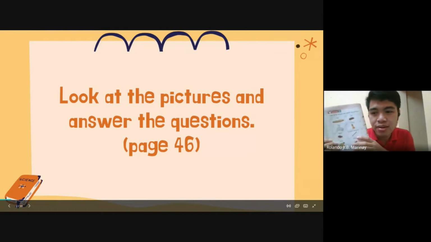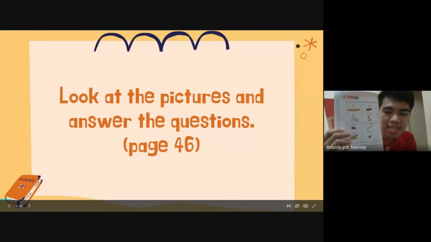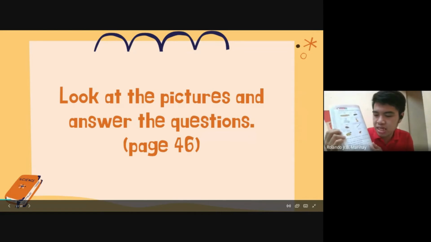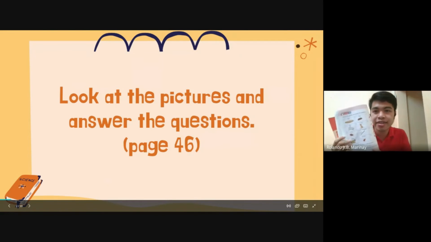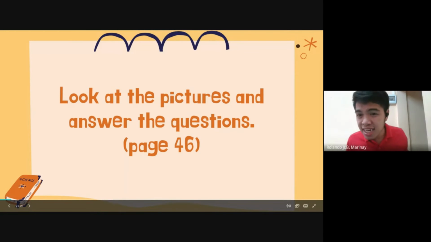This is how it looks like. If you can see, Teacher Lance, this is how your page 46 looks like. So if you're in here already, we're going to start, okay? Are you ready, kids? Ready?